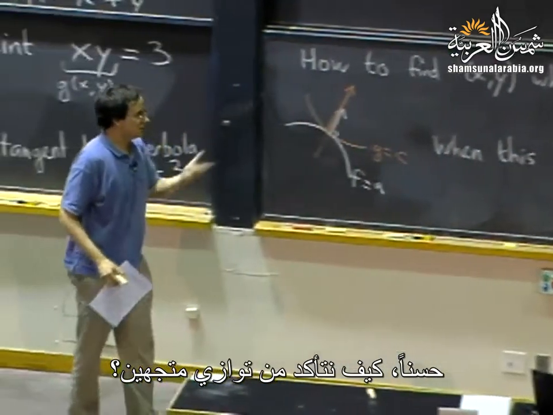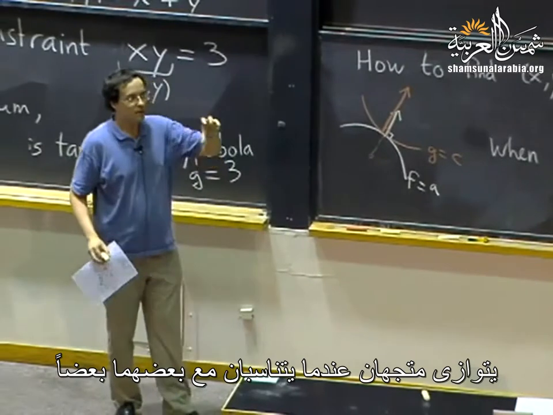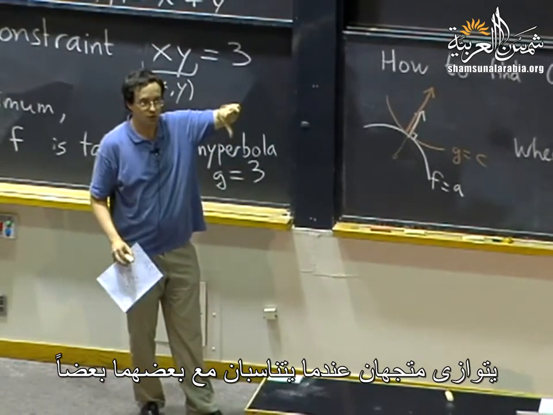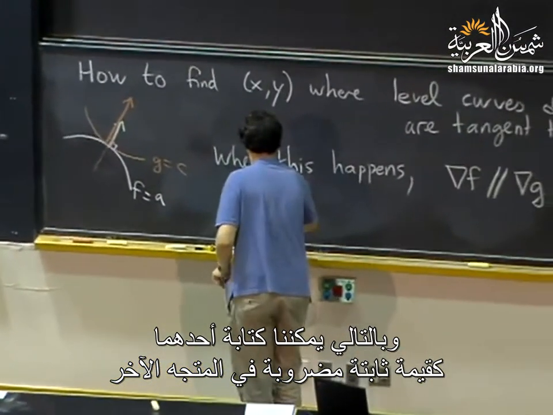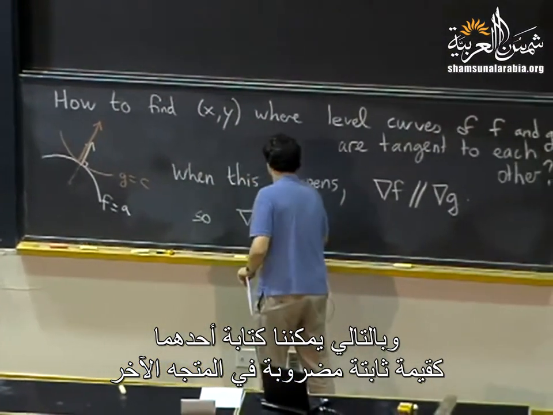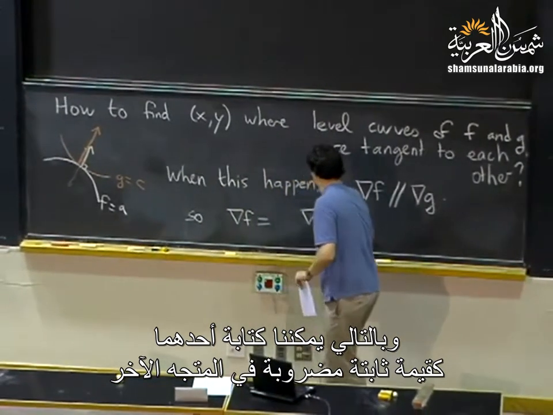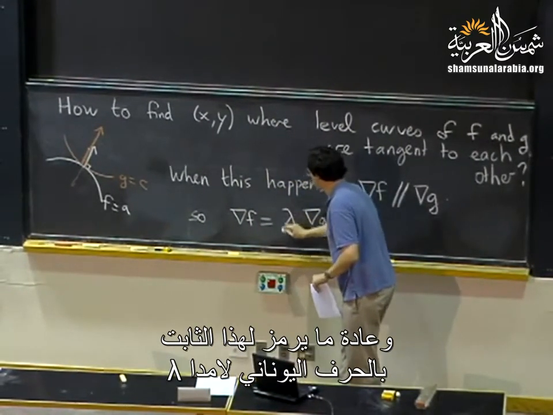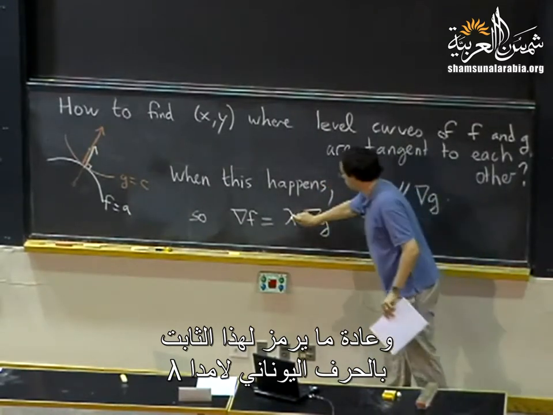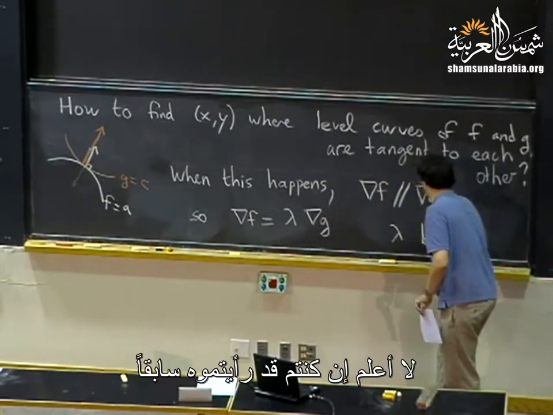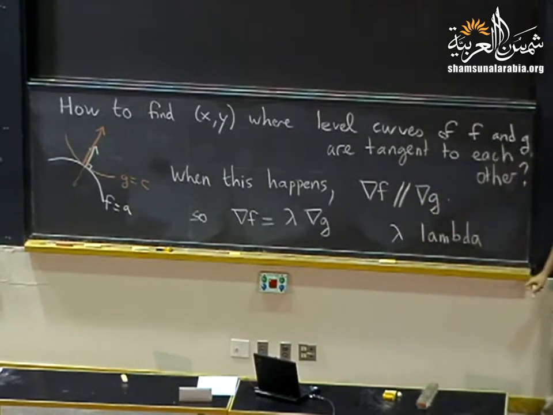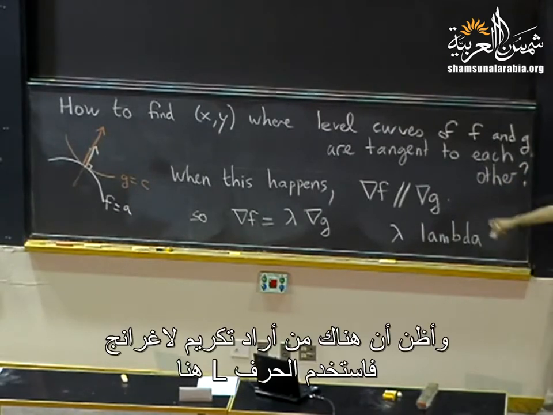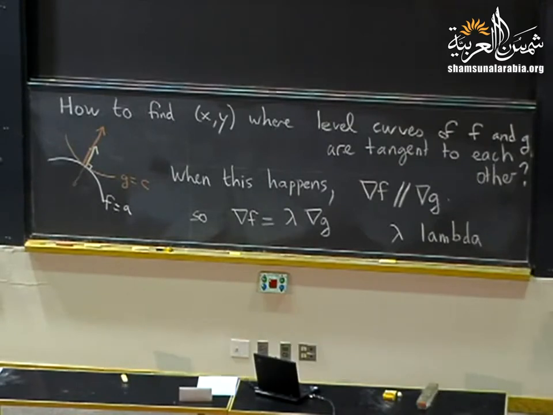Okay, so how do we decide if two vectors are parallel? Well, they're parallel when they're proportional to each other. So you can write one of them as a constant times the other one. And that constant, usually one uses the Greek letter lambda. Okay? I don't know if you've seen it before. It's the Greek letter for the L. And probably, I'm sure that's somebody's idea of paying a tribute to Lagrange, by putting an L in there.